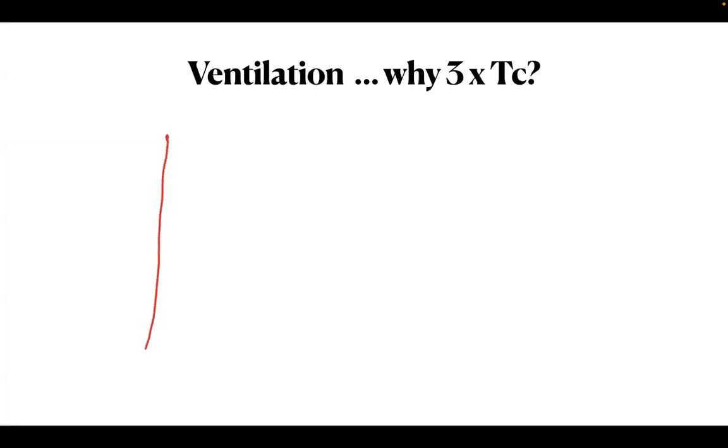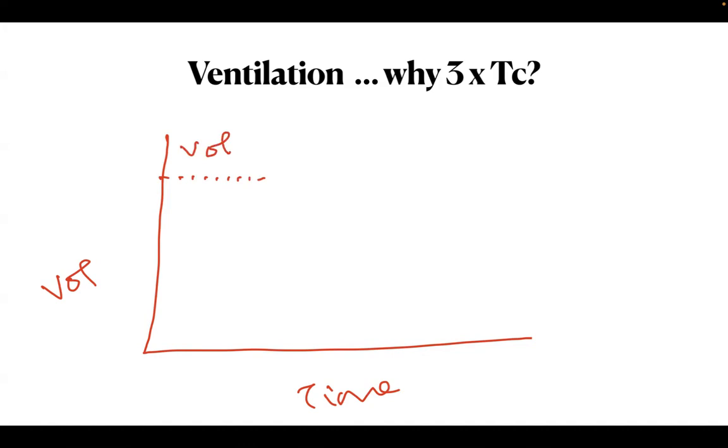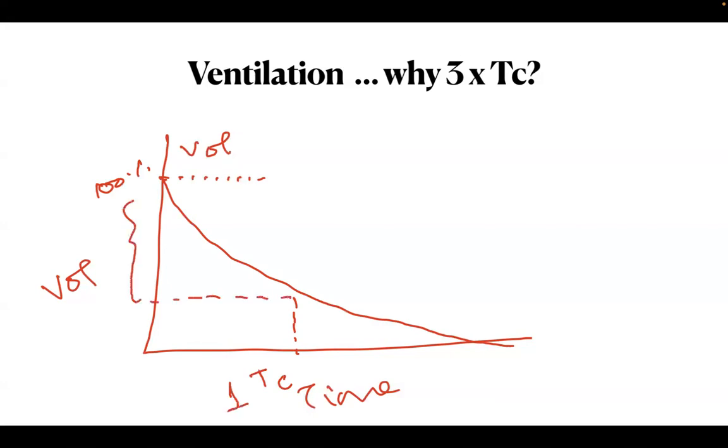If you were to look at a graph, if this is volume and this is time, and this is the maximum volume that is achievable, let's talk about expiration. If this is 100% of the volume, and you allow it to move out of the lung, then the graph would look somewhat like this. It wouldn't be a linear graph, it would be a curve. So at one time constant, you would be able to take out 63% of the volume, left with only 37% here.